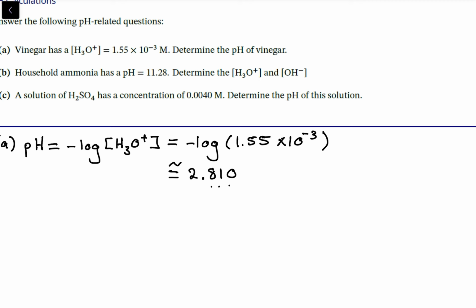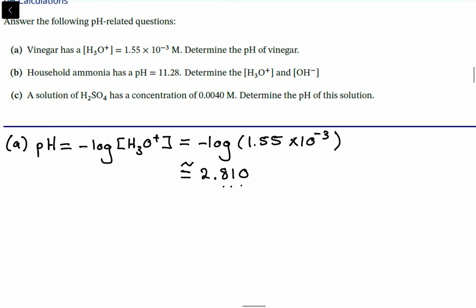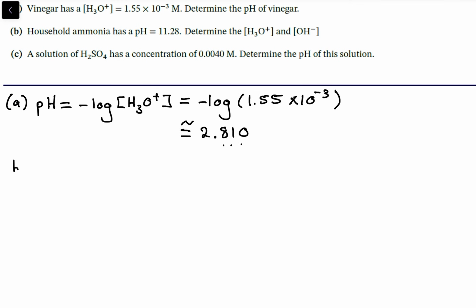Remember, that's how the pH scale works. And you can see that's very acidic, right? And vinegar is acidic, so it's not a shock. B, household ammonia has a pH of 11.28, so that's basic, also shouldn't be a shock to you. Determine the concentration of H3O plus and OH minus.